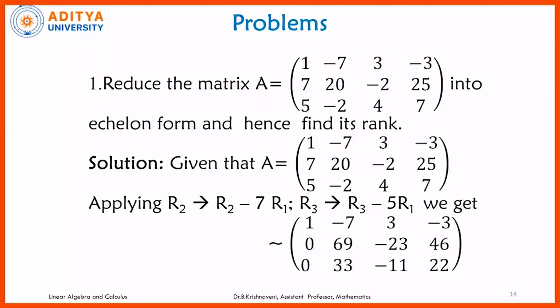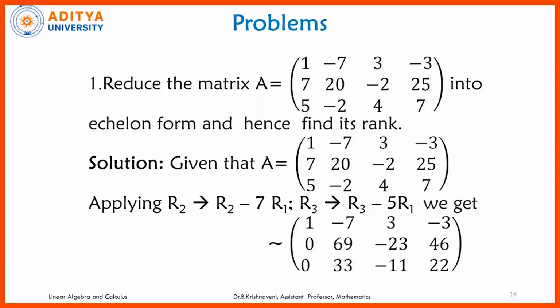Let us proceed to the questions. This is the first question. You need to reduce the matrix A, which is 1, -7, 3, -3, 7, 20, -2, 25, 5, -2, 4, 7, into echelon form, and hence find its rank.